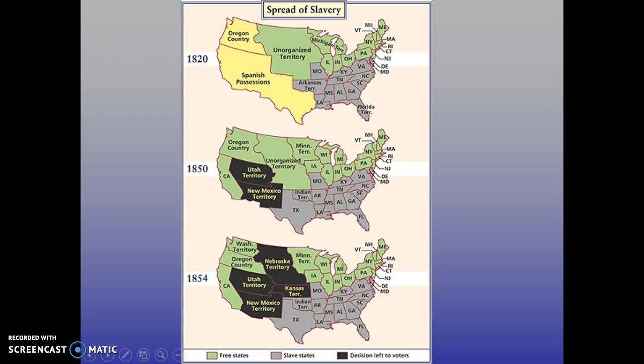So as you can see here, this is 1820 with the Missouri Compromise. The green is free states, the blue are slave states or slave territory. Now, as time went on, in 1850, the black territory is now open to slavery. It's left in the hands of the voters. But then our next subject, you're going to see it grow even further. If you have any questions about today's lesson, please let me know. And I'll see you tomorrow.